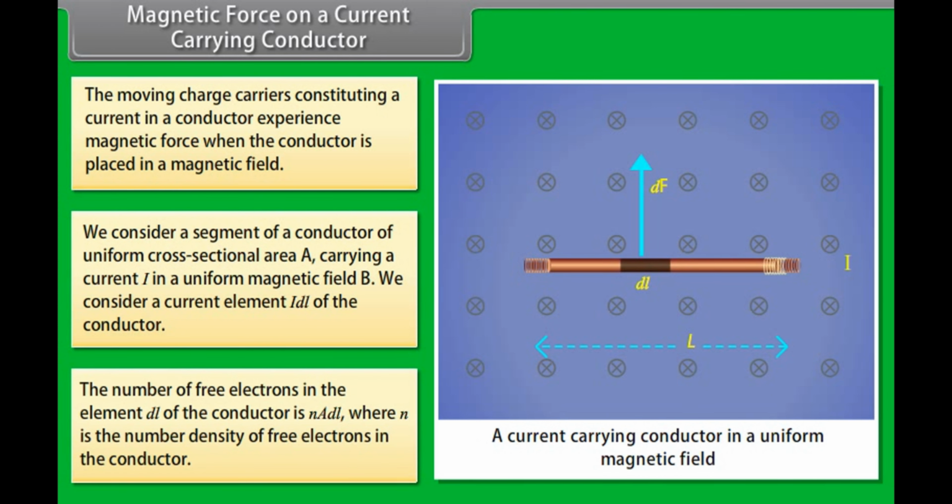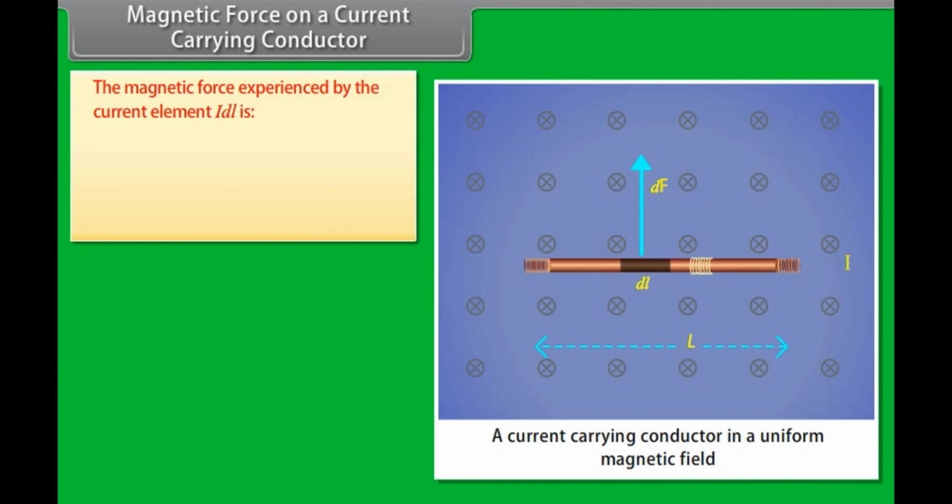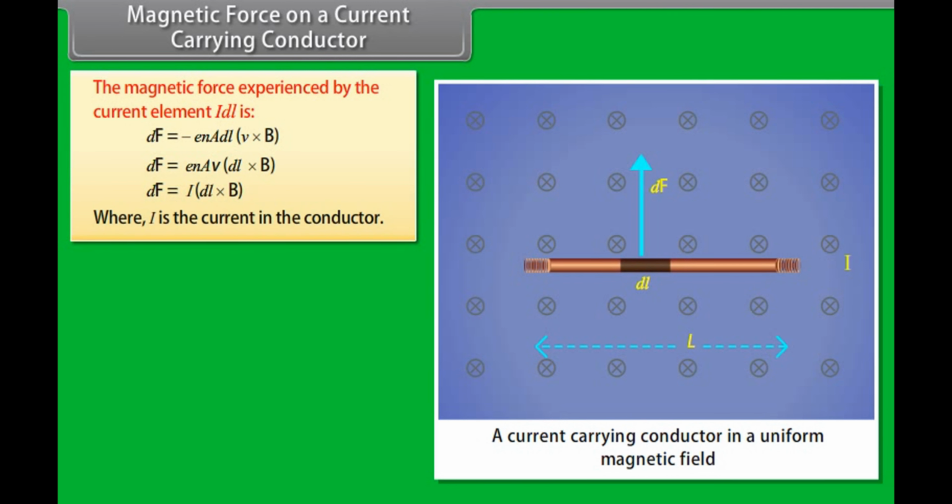The number of free electrons in the element dl of the conductor is nA dl, where n is the number density of free electrons in the conductor. The magnetic force experienced by the current element I dl is given by −e nA dl (v × B), which is equal to I (dl × B), where I is the current in the conductor.